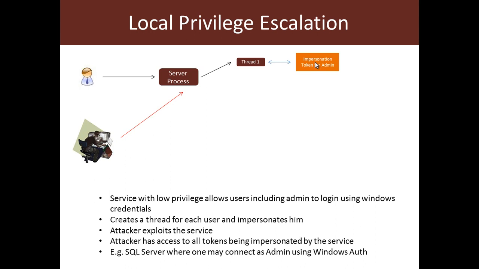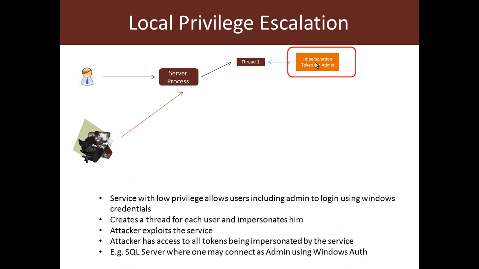Because if he successfully does so, then he will have access to the process's memory space, using which he can actually get the impersonation token for the administrator. Once he does that, he can go ahead and run commands impersonating the admin, right? A typical example would be a SQL server where one may connect as admin using Windows Auth, even though the SQL server itself might run as a low privilege user.